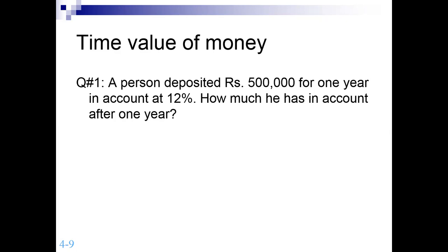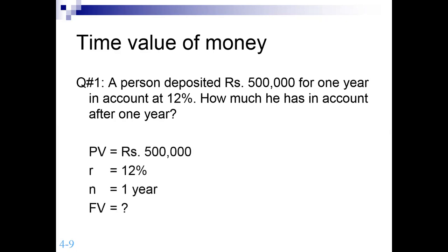A person deposited 500,000. So the amount that he deposited will be taken as present value. The rate of interest is given in the question as 12%, that I am taking as 12%, and how much he has in account after 1 year. So since you are interested to find out the amount after 1 year, you are taking N as 1, and you are interested to calculate future value. This is important to understand: what information is given, how we are converting it into finance, and what is the interest of our question, what actually we are trying to find from the question.